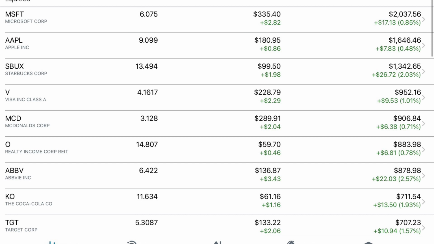Another company that's been on a dip recently, which is AbbVie, which makes up $878 worth of portfolio right now. AbbVie's been on a bit of a dip recently as well, but they are up today. If AbbVie goes below 130, I would definitely be adding.